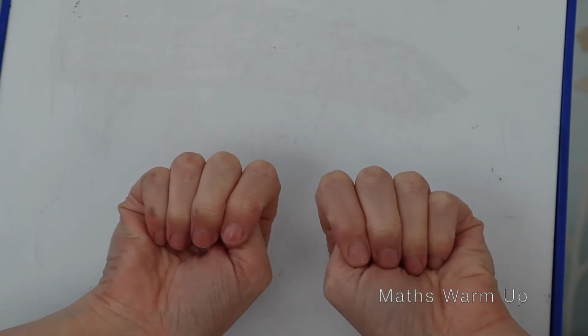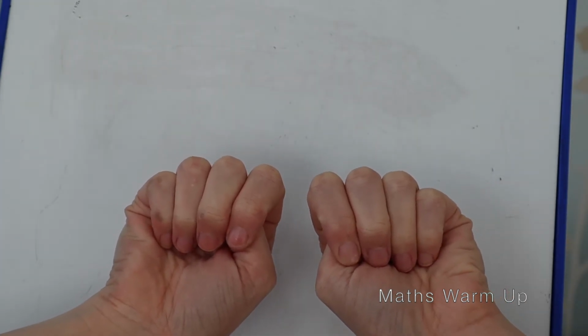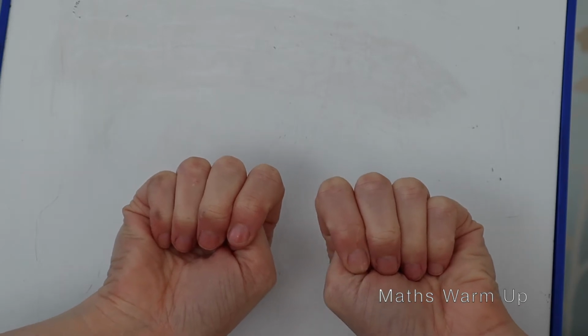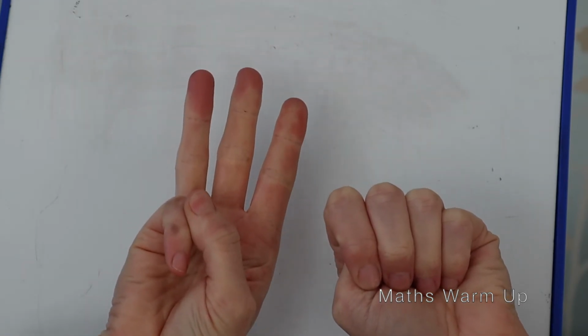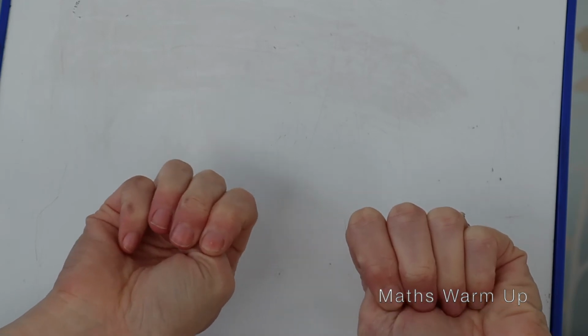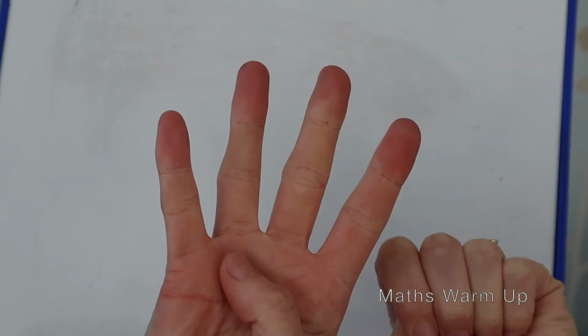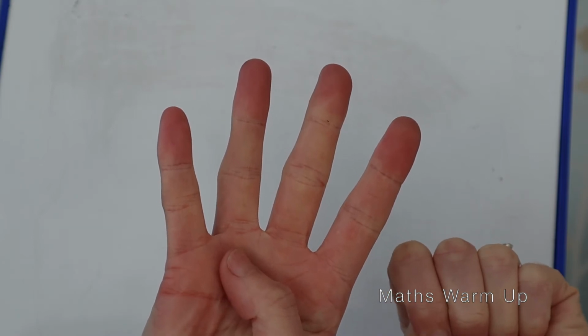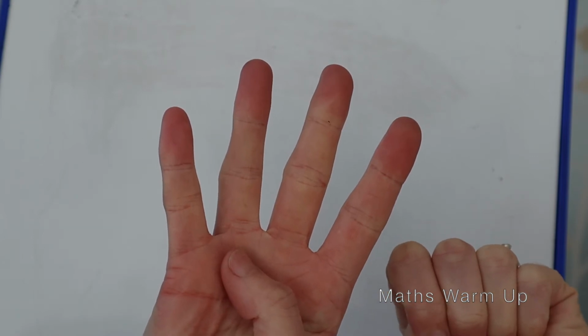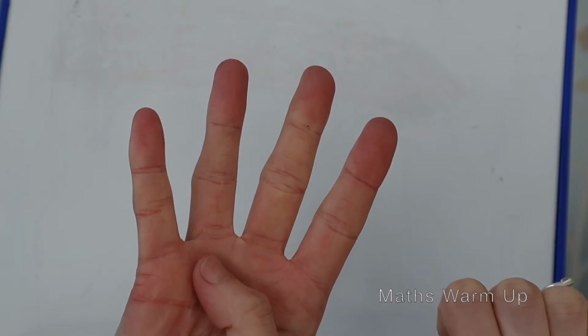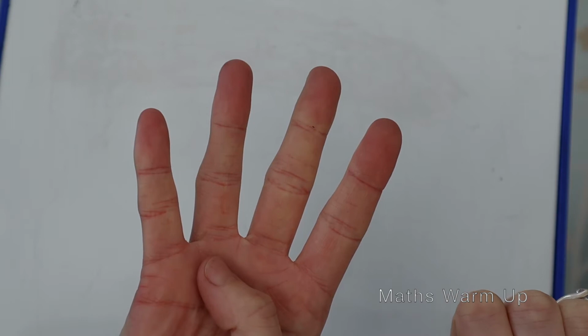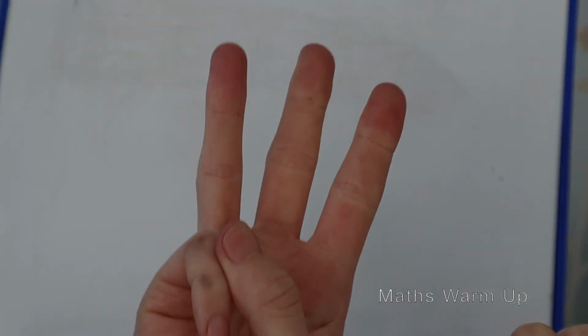If we're doing tripling, how many times do we need to count our fingers? If you're saying 3, well done you. 3 times. So let's see if we can do triple 4. Count my fingers 3 times. Triple 4 is 12. What about triple 3?